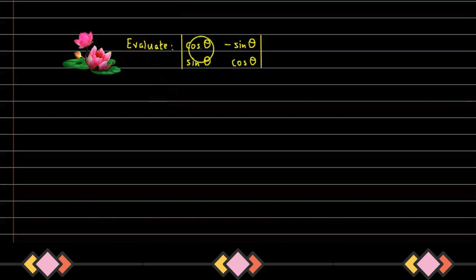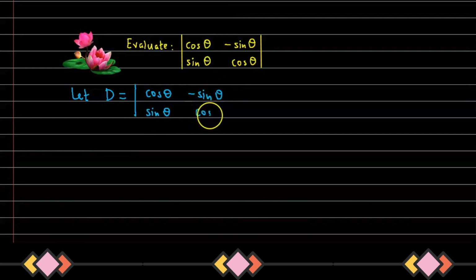Evaluate the determinant, elements दिए हुए हैं cos theta, minus sin theta, and then sin theta, cos theta. So let us name this determinant as D. So let D be the determinant with elements cos theta, minus sin theta, next sin theta and cos theta.